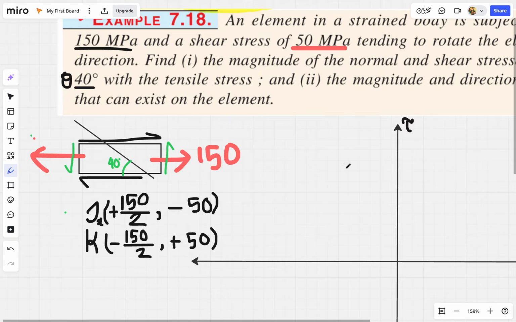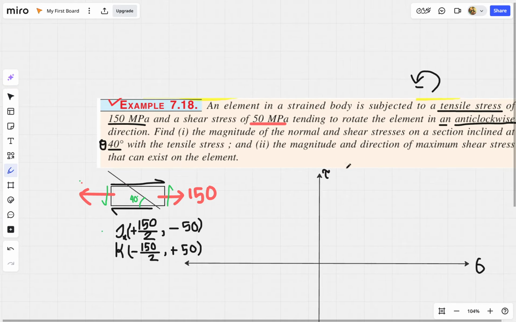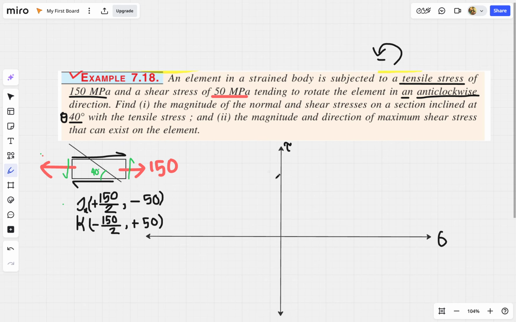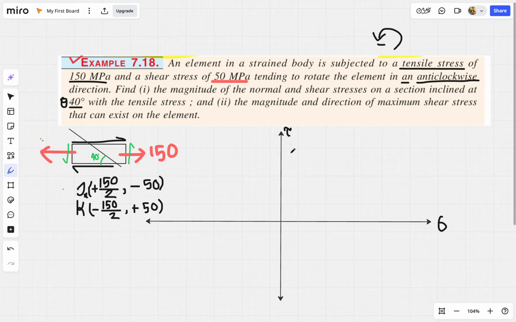So in this case we have one principal stress, which is tensile stress, and another one is shear stress. When it is one principal stress and shear stress, we take the 0,0 point as the center point. That means that if we have to draw the two points j and k, we have to divide the principal stress by 2, to get the radius.